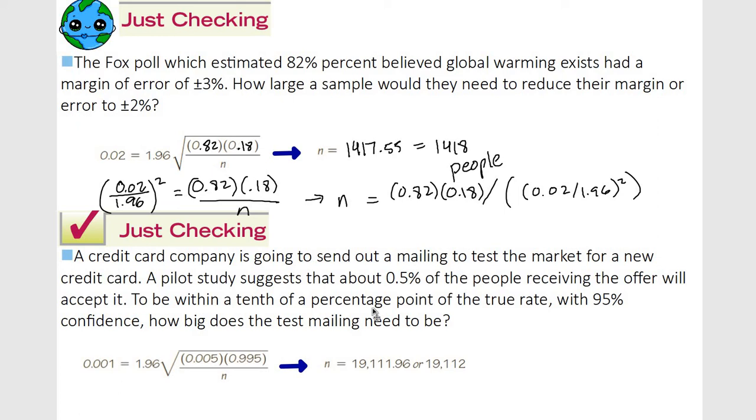It said within a 1/10 of a percentage point, so that's the margin of error. 1 percentage point is 0.01, so a 1/10 would be 0.001. Make sure you understand that. Your critical value is 1.96. You want 0.5%, so watch the decimal there. And then the other would be 99.5%, and then you would solve for N. So here it'd be a little over 19,000 people. That's how big the test mailers need to be.